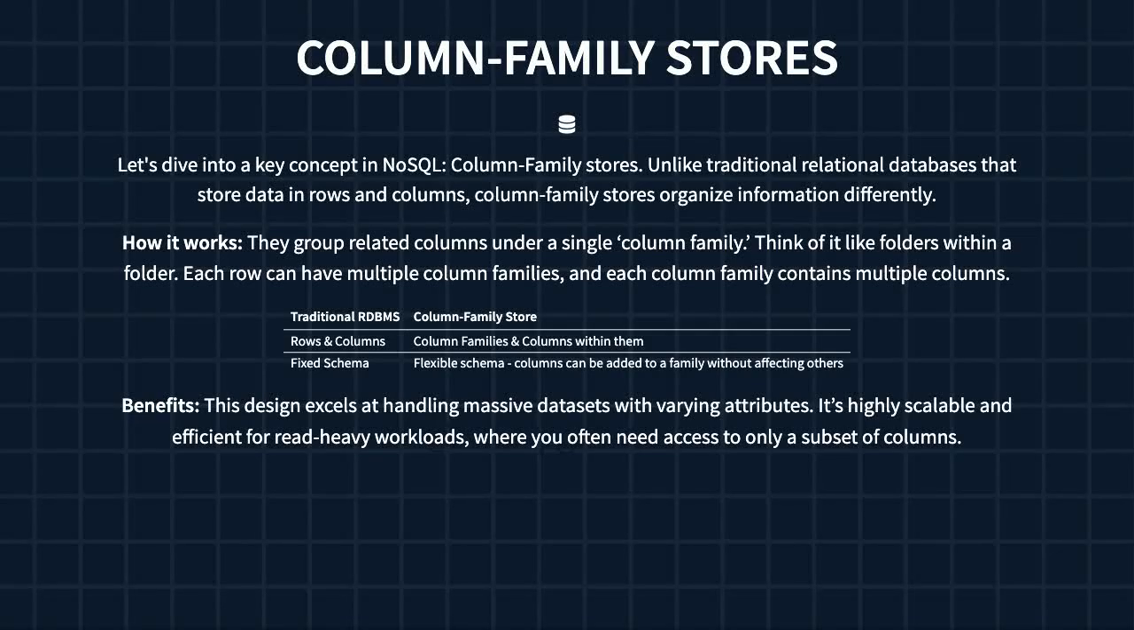Okay, let's talk about column family stores. They're a really important part of understanding NoSQL databases. Instead of organizing data like we do in traditional relational databases with rows and columns, column family stores group related information together under column families. Imagine it like folders within folders. Each row can have multiple column families, and inside those families are the individual columns holding the actual data. This structure is really beneficial for dealing with huge amounts of data where you might only need to access a few specific pieces of information at a time, making it super efficient for read-heavy applications.